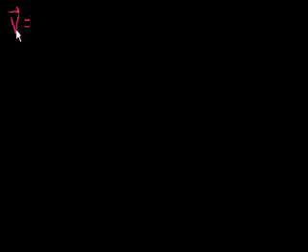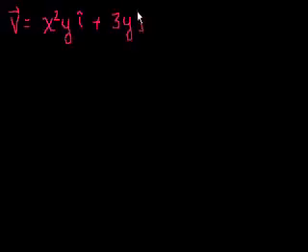So let's say it is, and I'm just going to make up something. Let's say it's x squared y i. So at any point x comma y, its velocity in the x direction will be x squared y, and then its velocity in the y direction, maybe it's just 3y j. So its velocity in the x direction is a function of x and y. Its velocity in the y direction is just a function of y.